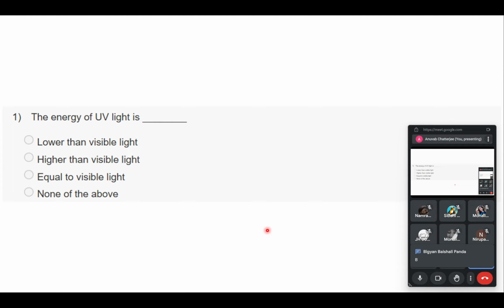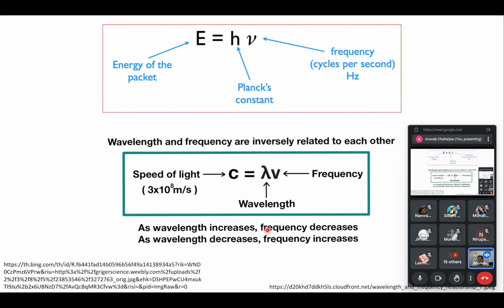Does anyone else want to answer? Namrata also says it is B, higher than visible light. Okay, so we have a lot of answers in the chat. Let us quickly go through it.